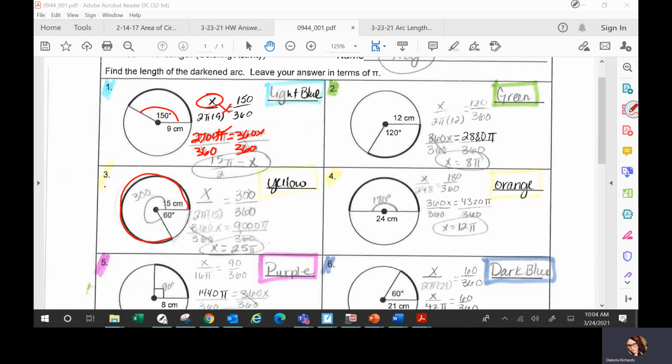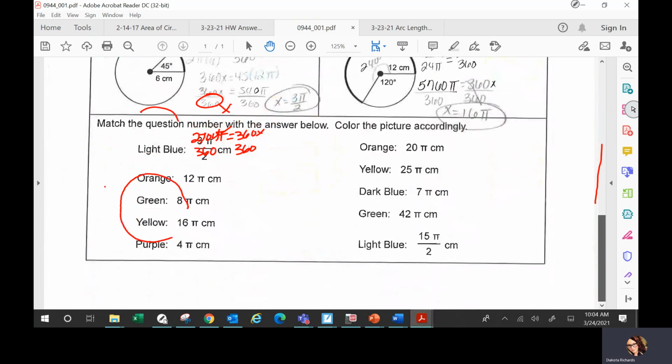And if you're ever confused, like you get the decimal and you don't know, but you have some answer choices, what you can do, like for this one, for light blue, 3 pi over 2, put 3 pi divided by 2 in your calculator. If you got the same decimal you did the first time, it's the same thing.